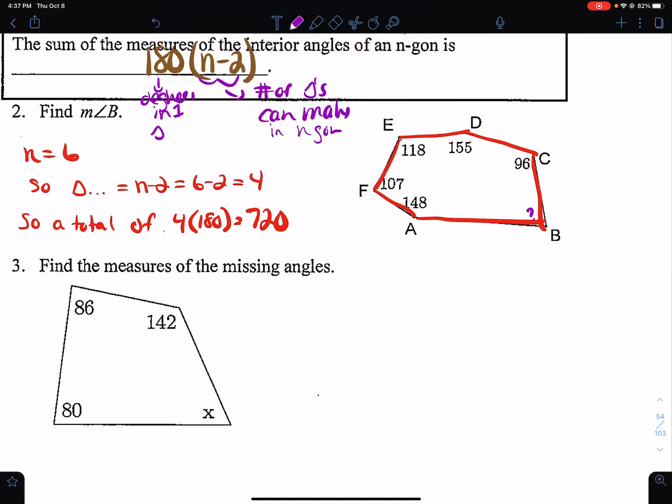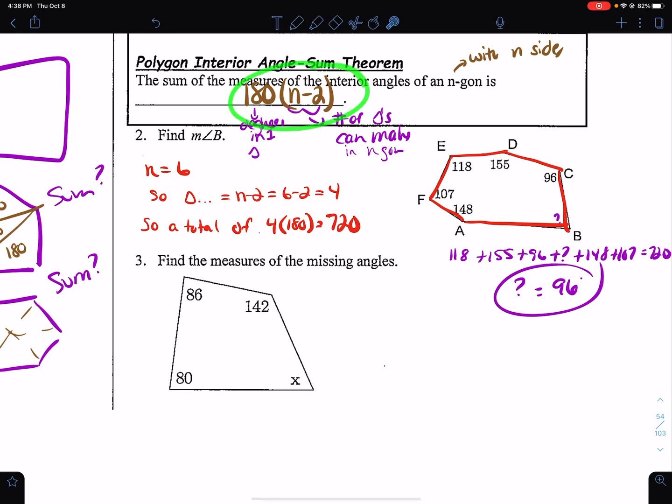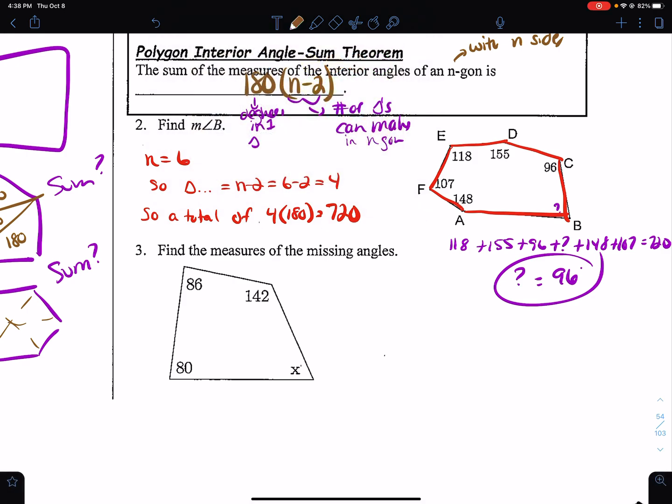So we could write this little equation. This angle plus the next angle plus 96 plus the one we don't know plus 148 plus 107 should all add up to 720. So then when we isolate that question mark just by subtraction, we're going to get 96 degrees. But again, just a quick example of how do I use this formula? Well, if I know how many sides something has, I know what all the angles should add up to. So let's try that one more time over here. What is this missing angle?